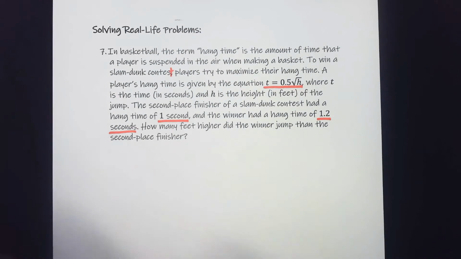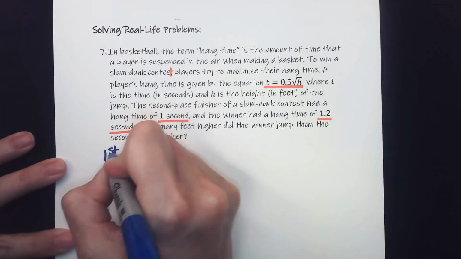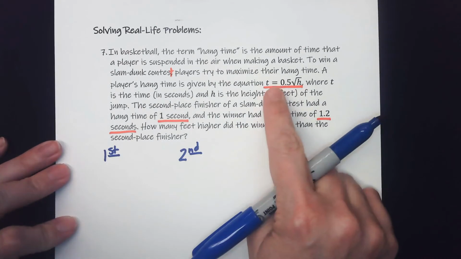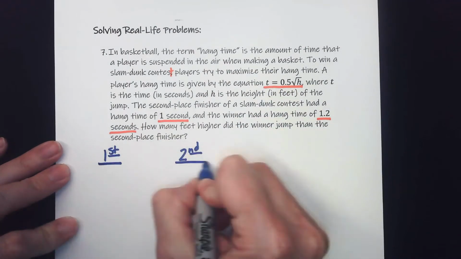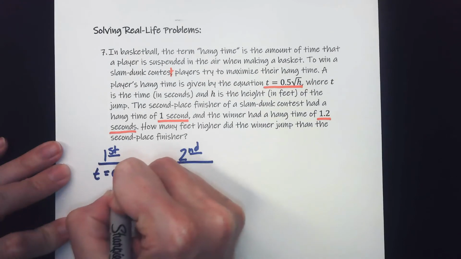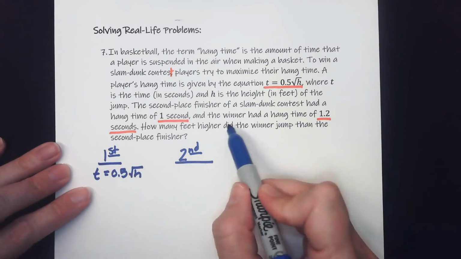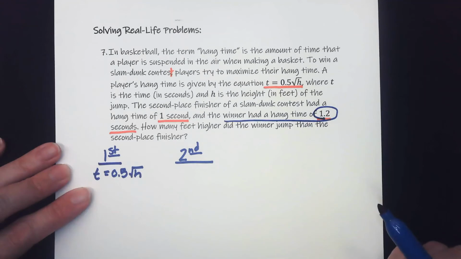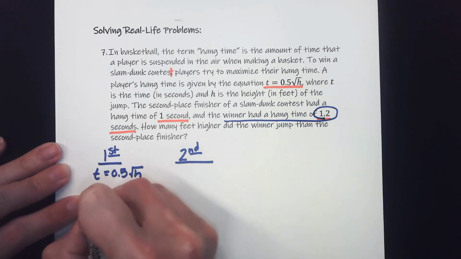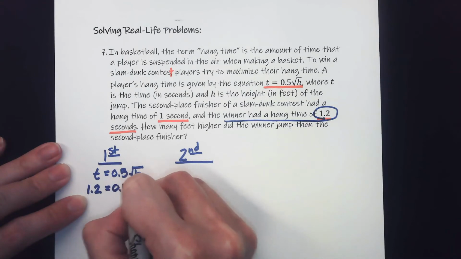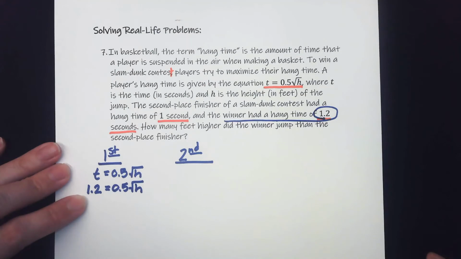So to be able to answer how much higher he jumped, I need to first figure out how high they both jumped. So I'm going to have my first place and my second place. And I'm going to use the equation t equals 0.5 times the square root of h. Now, first place, so that's the winner, had the hang time of 1.2. So that's the time, so that goes in the place of t. And I left the rest of the equation the same.